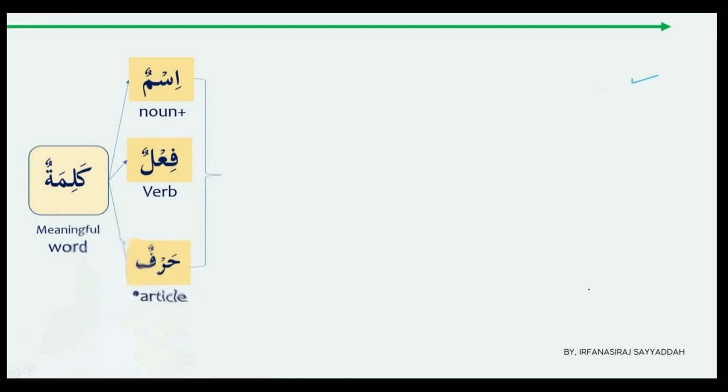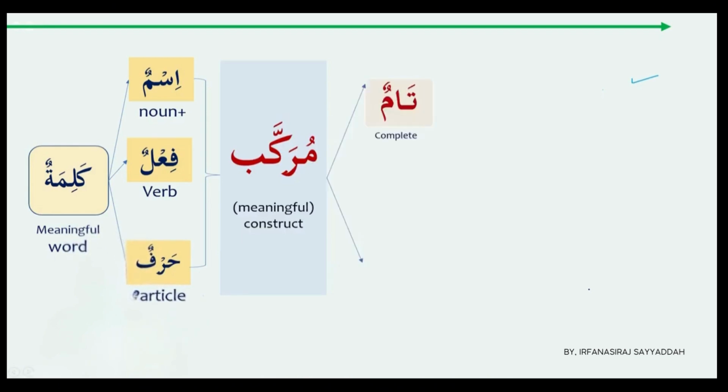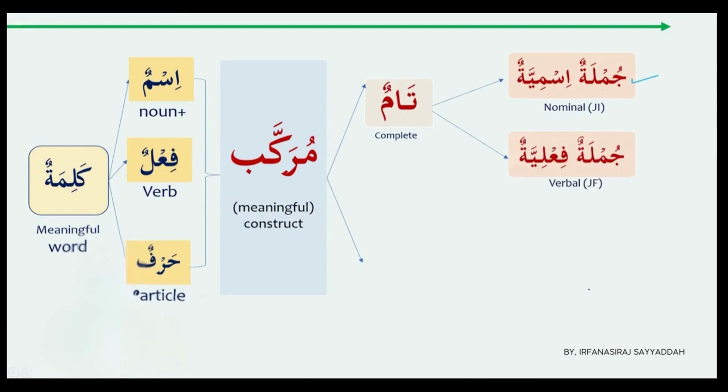In the mapping of Arabic, we looked at, of course, that there were only 3 types of words in Arabic: ismun, fi'lun, and harfun. They combine together, 2 or more, to form what's called a meaningful construct. The meaningful construct can be complete, tamun. In that case, it's called a sentence. And there are 2 types of sentence in Arabic: jumla ismiya and jumla fi'liya. Jumla ismiya begins with an ismun, jumla fi'liya begins with the fi'lun. And that's the basic definition we need to know for now.